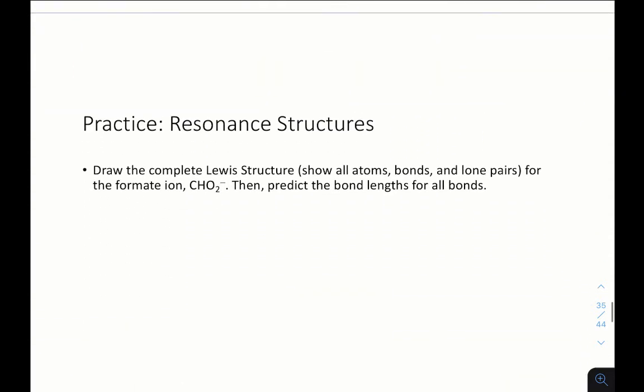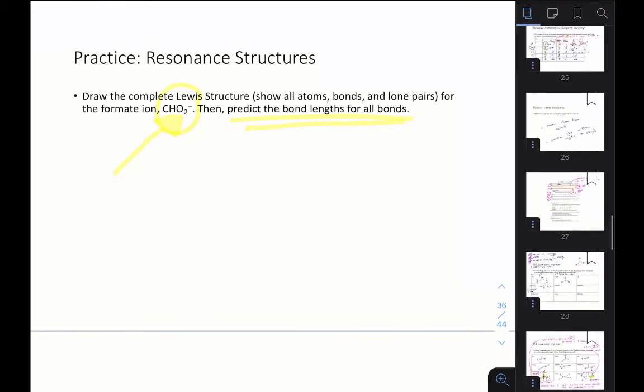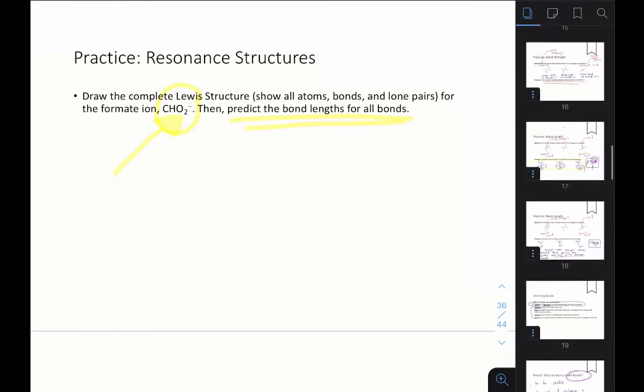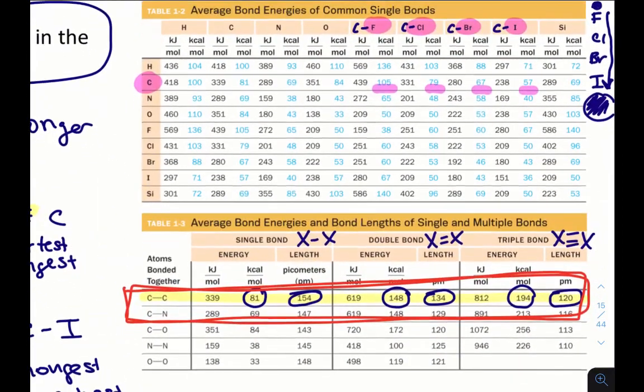Last topic. We need to be able to draw resonance structures. So we're going to try that with the formate ion. Here is the molecular formula of the formate ion. I would like for you to pause and draw the complete Lewis structure. I also want you to predict the bond lengths for all the bonds. The way that you'll do that is to go back to this table right here and look at the bond lengths.